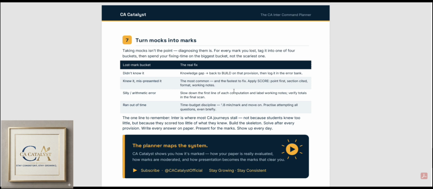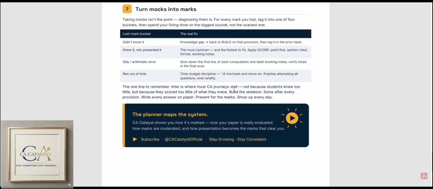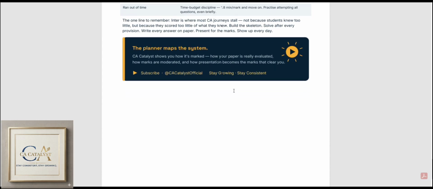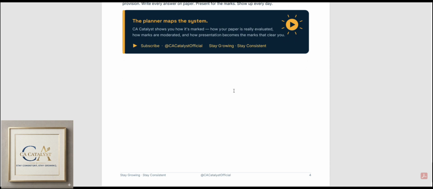And solve after every provision, every concept, every adjustment that you have understood. Solve that provision, every answer on the paper, and present it for the marks. And those who are doing the full preparation for CA Inter, show up for this every day. This is the manner you do your preparation for CA Inter, and this is how it will help you clear with the buffer. I believe this is more than valuable that you have got from this channel for your CA Inter preparation. So this is how it is getting marked and evaluated, how the marks are moderated, and how the presentation becomes marks, and that will help you clear.